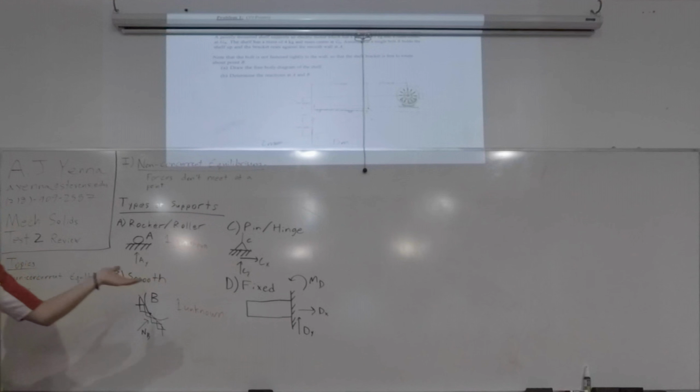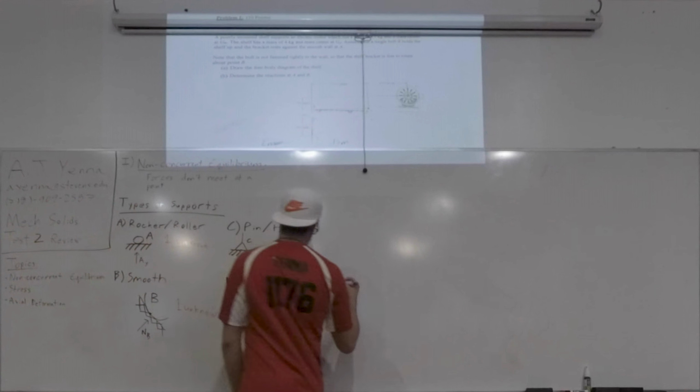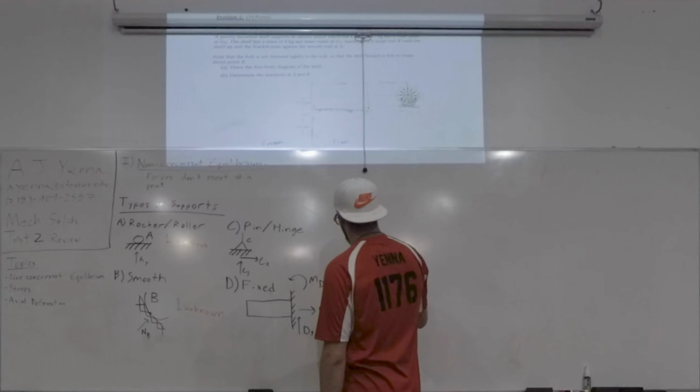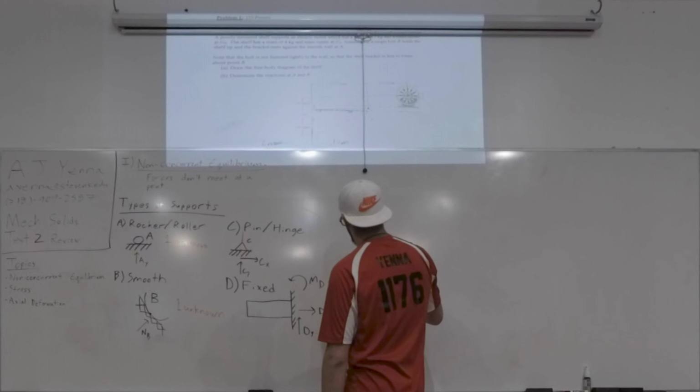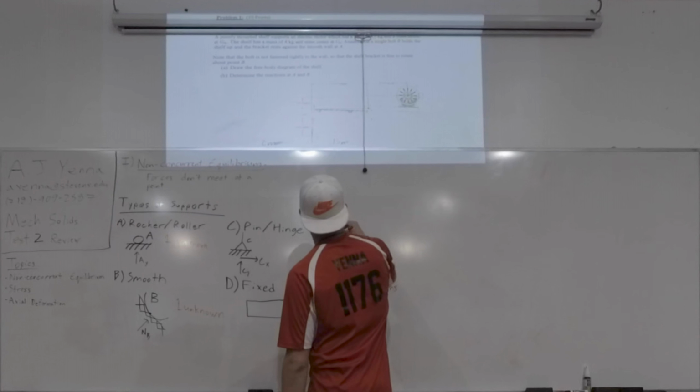And the fourth one is fixed. This one will give you 3 reactions. You're going to get dx and dy just like with the pin and hinge, but since it's fixed, you're also going to get a moment. So when you actually come around to solve for it, you're going to get 3 unknowns in your problem, which you're going to have to solve for. And like I said, the pin is 2 unknowns.